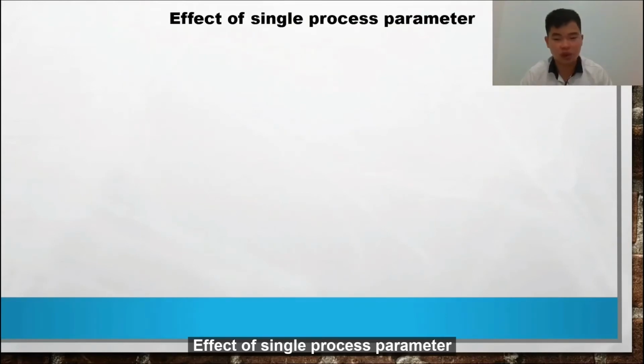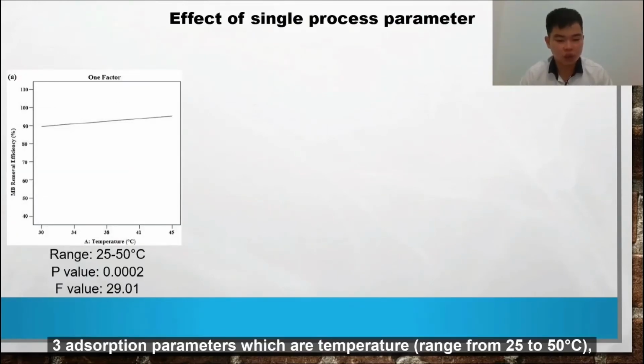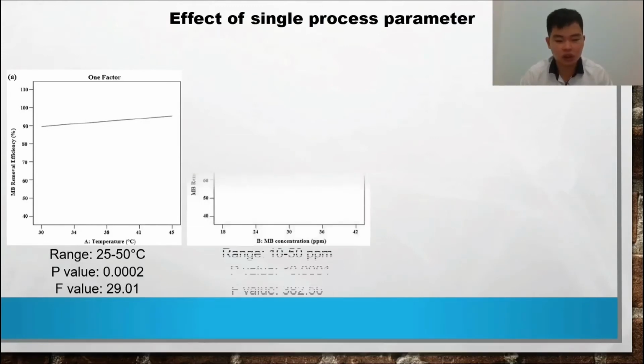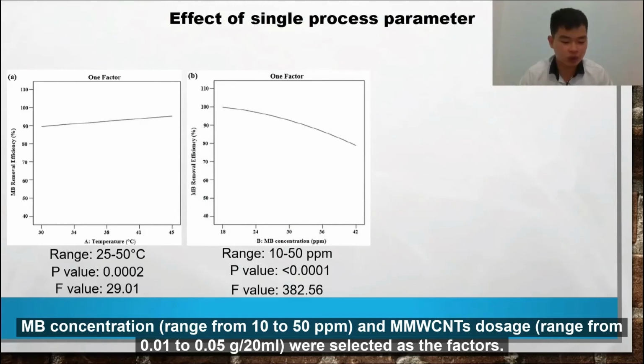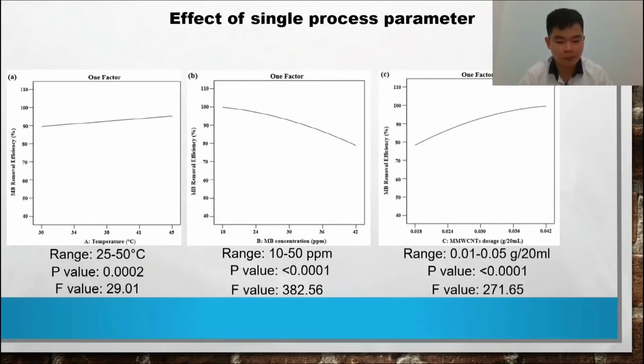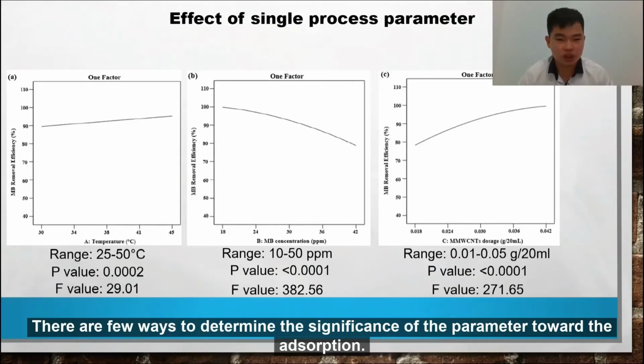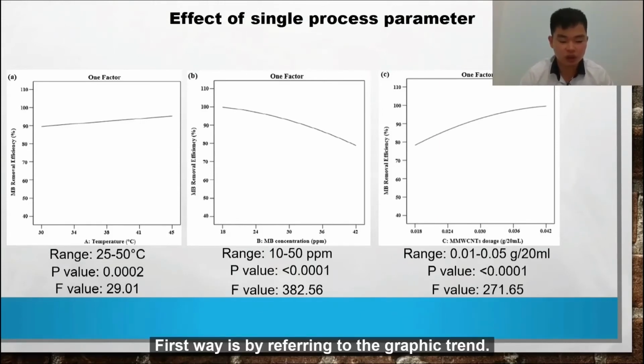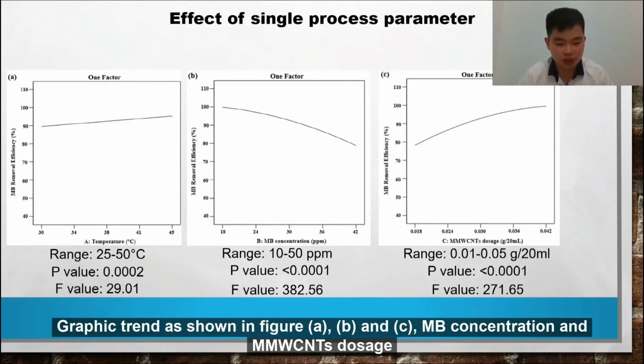Effect of single process parameter. Three adsorption parameters, which are temperature ranging from 25 to 50 degrees Celsius, methylene blue concentration ranging from 10 to 50 ppm, and magnetic multi-wall carbon nanotube dosage ranging from 0.01 to 0.05 gram per 20 ml, were selected as the factors. There are a few ways to determine the significance of the parameter toward the adsorption. First way is by referring to the graphic trend, as shown in figure A, B, and C.